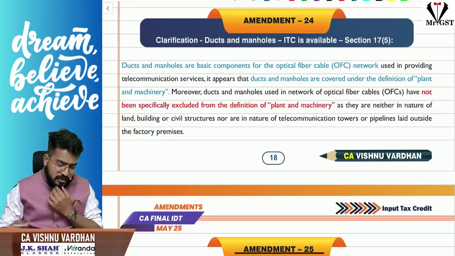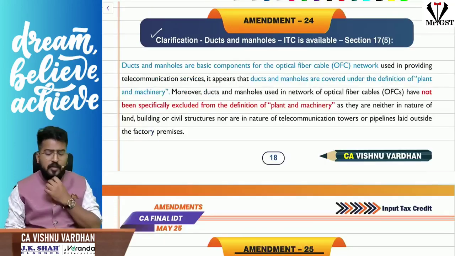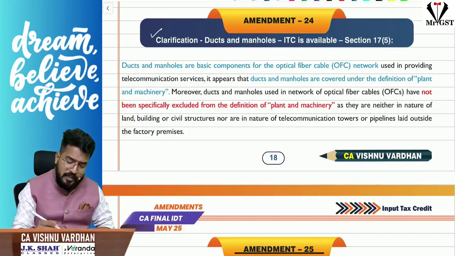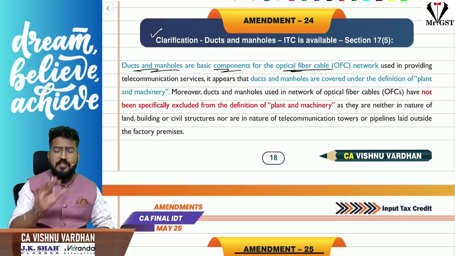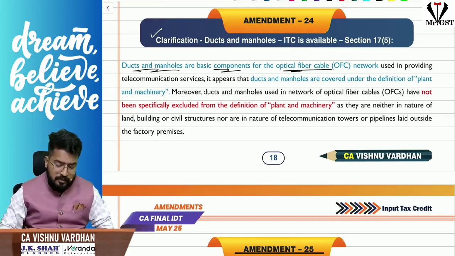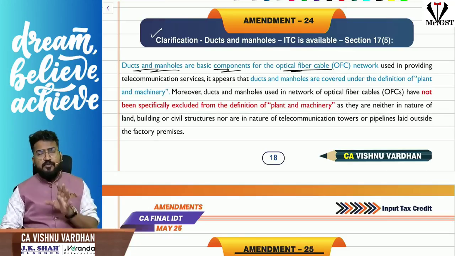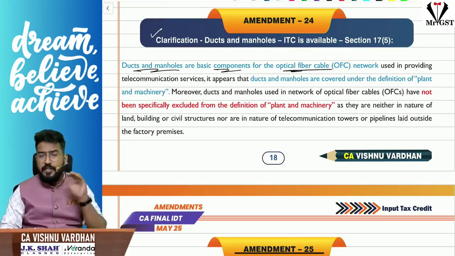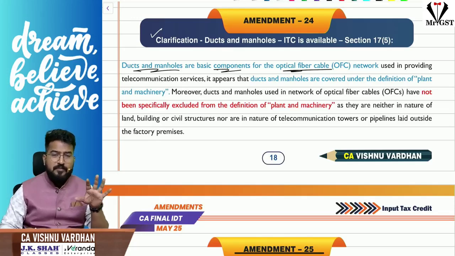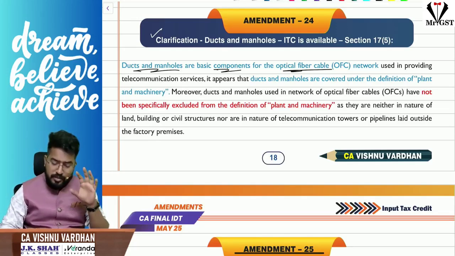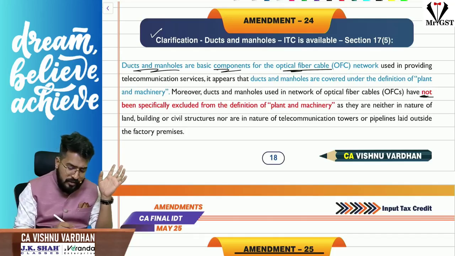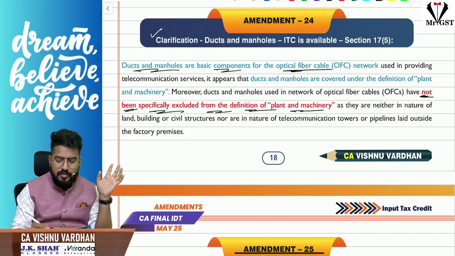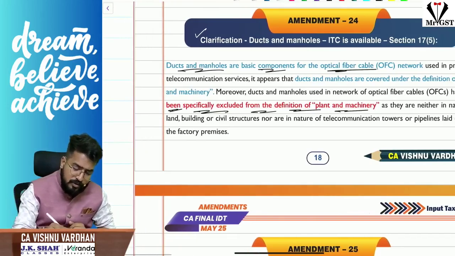The next clarification is with respect to ITC on ducts and manholes used while constructing the optical fiber network. In the construction of optical fiber cables or networks, they are using ducts and manholes. On that, whether we can take ITC or not, the department has clarified. Generally, plant and machinery under Section 17(5) is an exception, you can take ITC on that. So ducts and manholes will be considered as plant and machinery. They are not being specifically excluded from the definition of plant and machinery. That means ducts and manholes are plant and machinery.